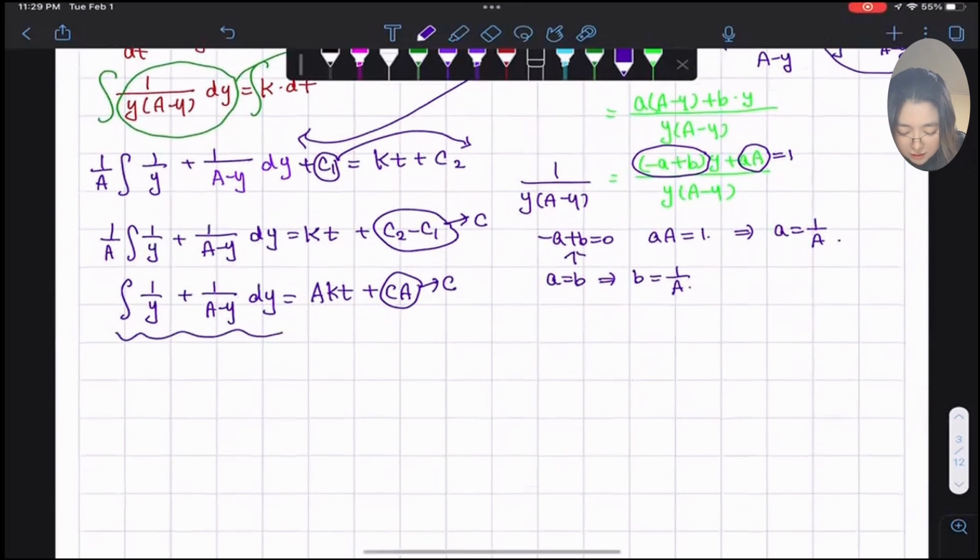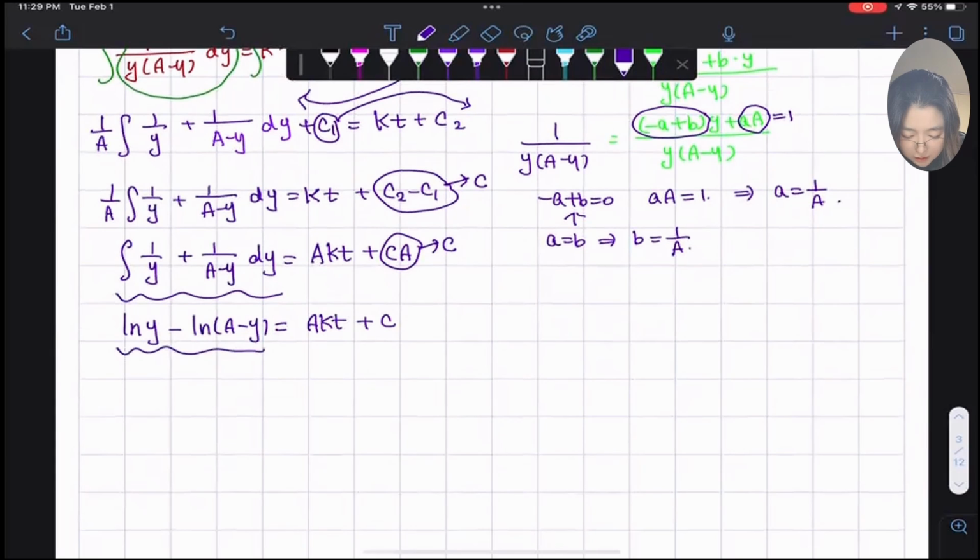Let's calculate the front part. This is ln y. This is minus ln (a minus y). This is akt plus c. To find the y function, let's combine this ln. So ln (y over a minus y) equals akt plus c.